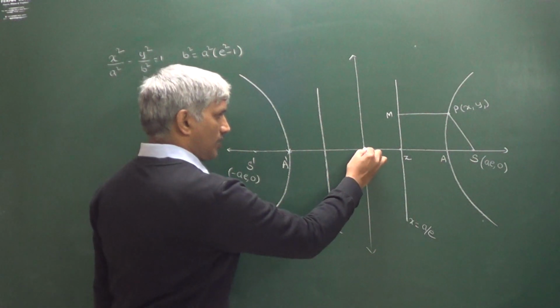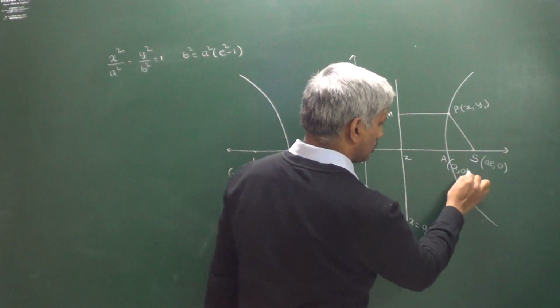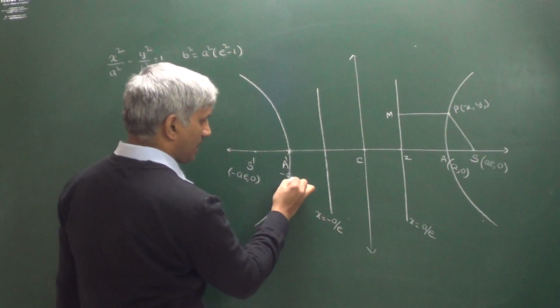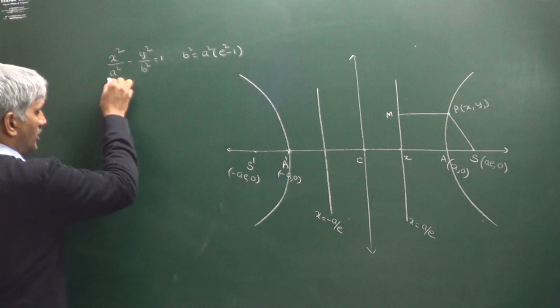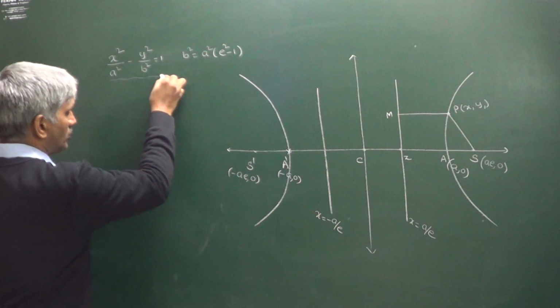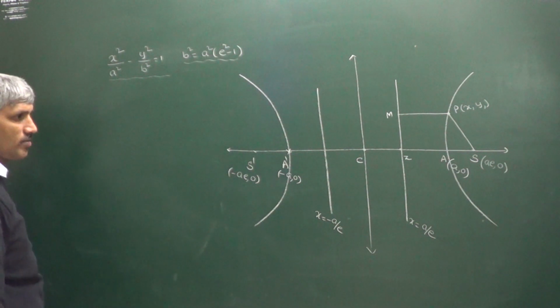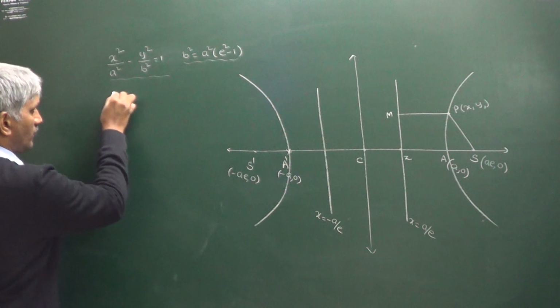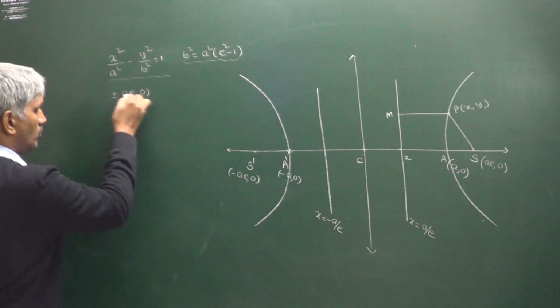Center is (0, 0). This is one vertex, (a, 0). Another vertex is (−a, 0). So for the equation x²/a² − y²/b² = 1, the condition is b² = a²(e² − 1). Coordinates of the focus are (±ae, 0).